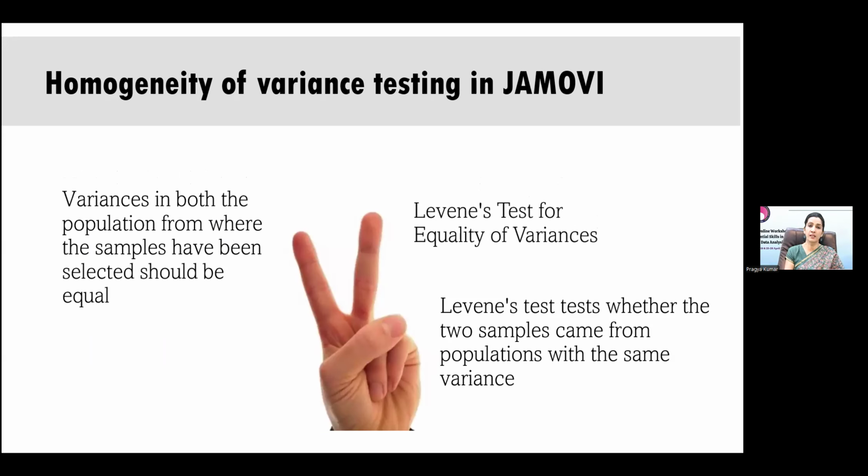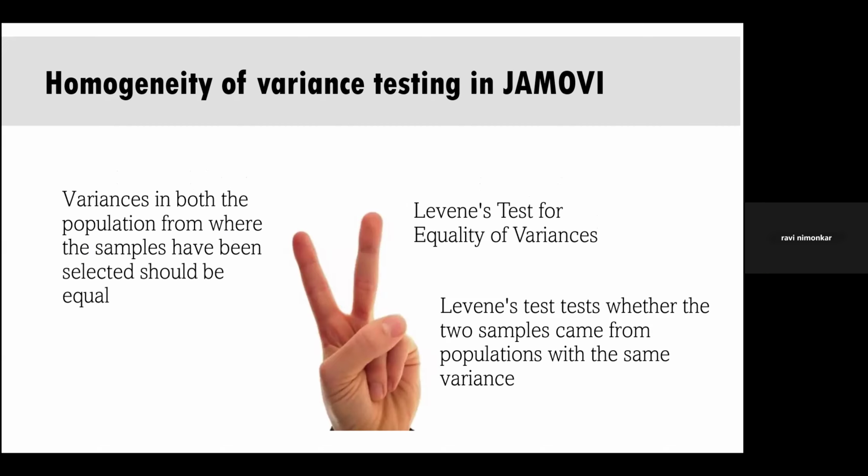Now there's another concept, which is the homogeneity of variance, which I was talking about. Homogeneity of variance says that the variances in both populations, both the independent groups from where we have drawn the sample, should be equal. And that is tested using Levene's test of equality of variance.